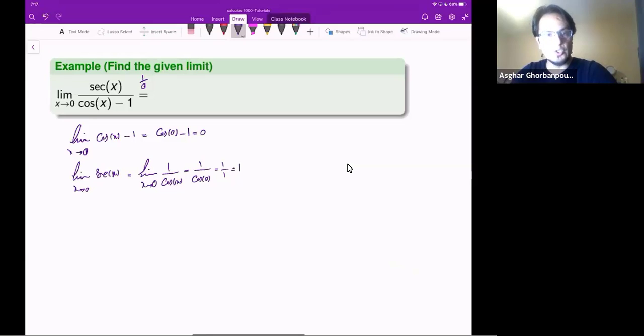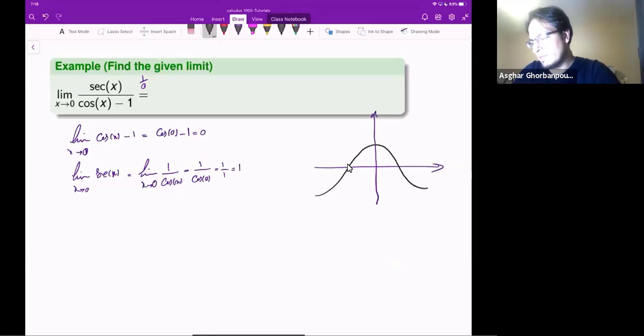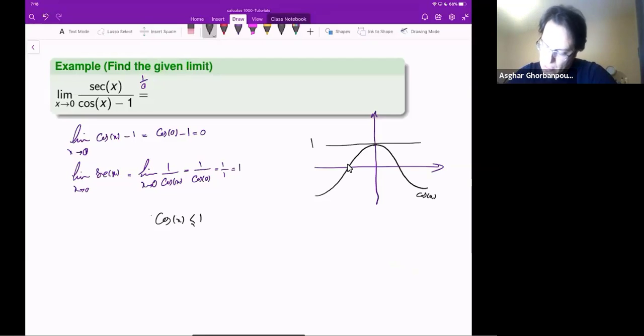The limit is either positive infinity or negative infinity, so we need to do something here to figure that out. One thing that is always useful, I'm hoping you have noticed so far, is that if you know the graph of a function, you can use it in a very nice way. For example, this is the graph of cosine x, and as you know, cosine x is always less than or equal to 1.